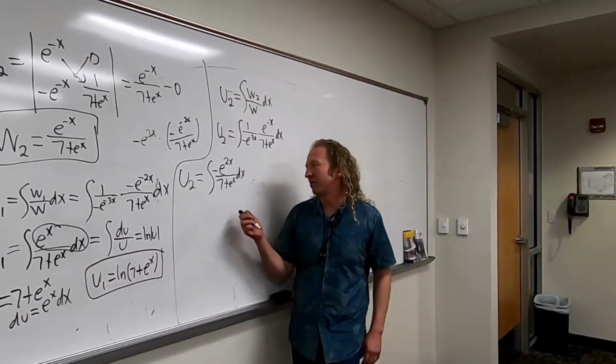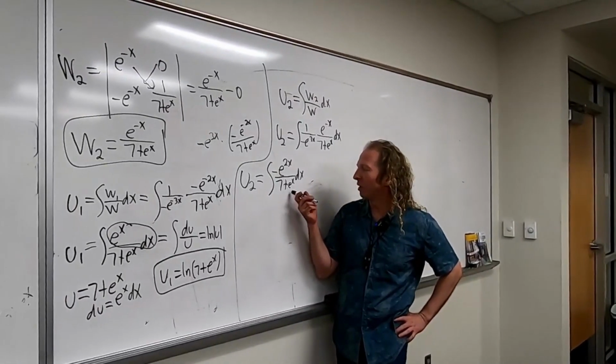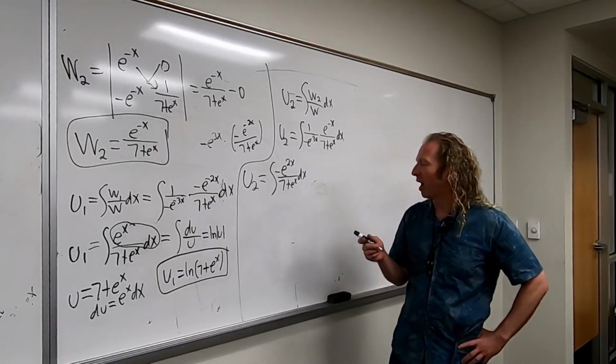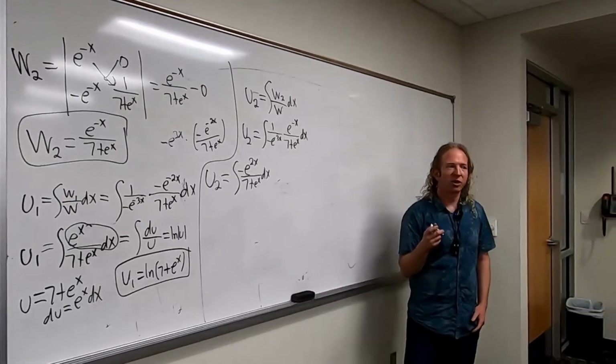There's a couple ways to do this. You could just make like a U sub. You could let U equal the bottom piece and like reverse engineer it. That's okay. I don't think it's as elegant. I'm going to show you another way to do it.